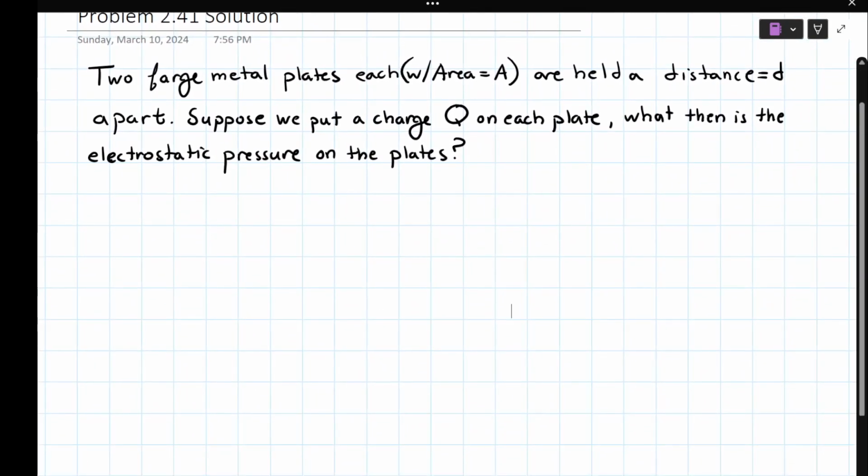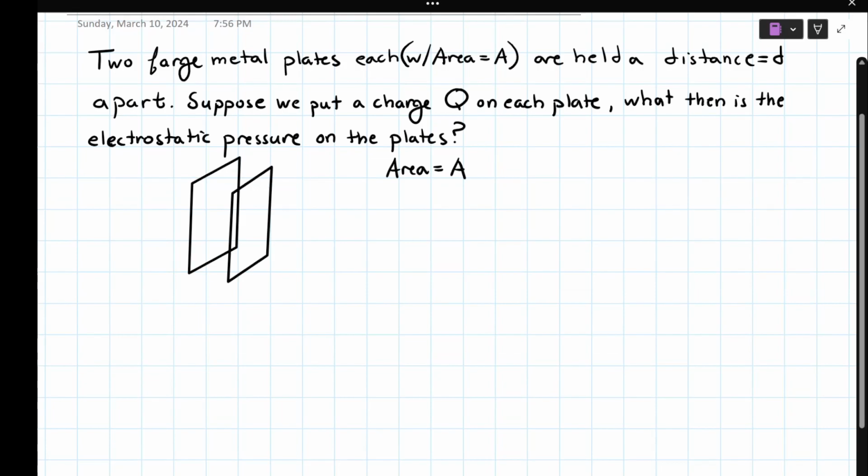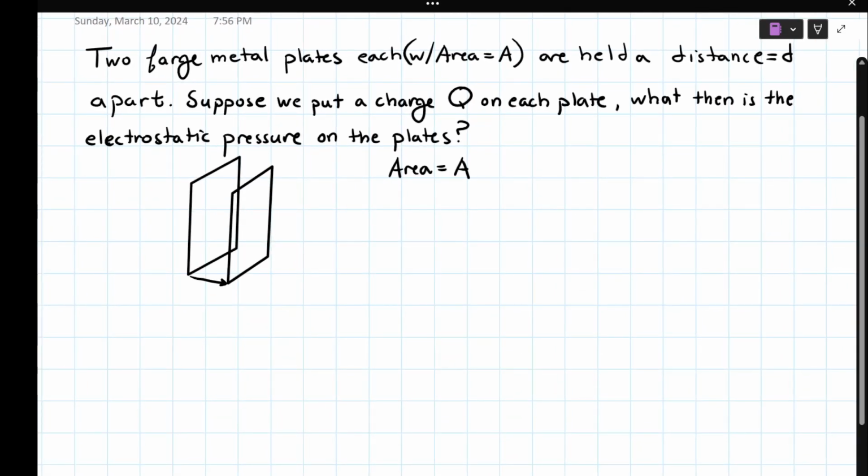So they tell us that we have two large metal plates, okay? And I find it best to draw them immediately. Something like that. Like this. We have two large metal plates. They each have area A, so area is some constant A, and they both share it. And they're held a distance D apart. So they're spaced a distance D.